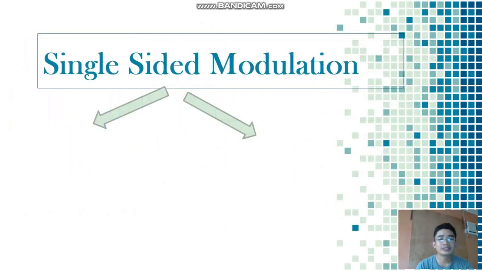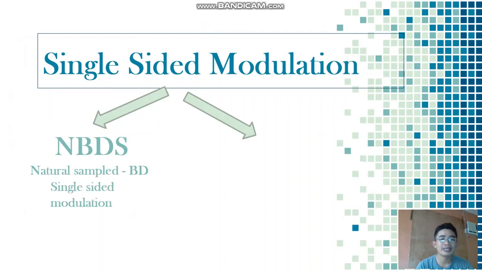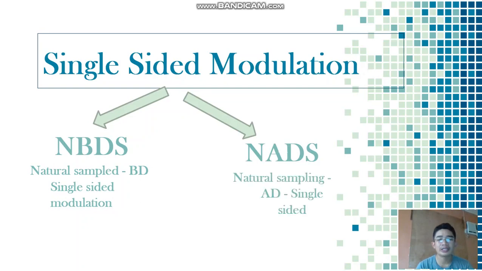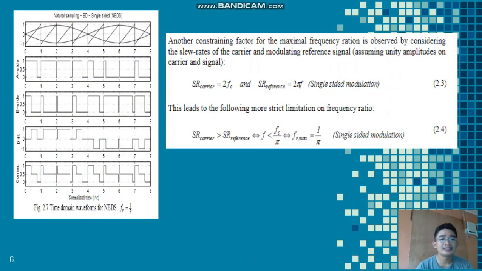There are two types of single-sided modulation. First is the NBDS, or natural sampled BD single-sided modulation, and the second is NADS, or natural sampled AD single-sided, but we will tackle only the NBDS as required. This is the sample waveform of the NBDS. This is the formula of NBDS.